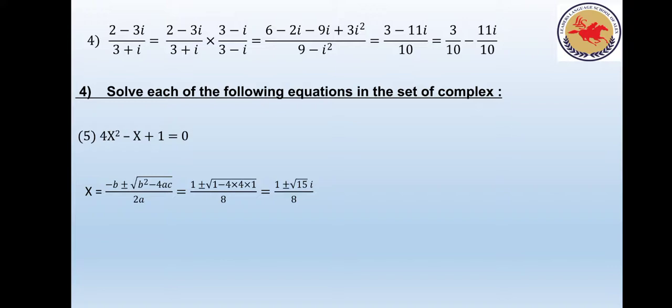Down, they are conjugates of each other, then take the first power 2 minus the second power 2. After calculating, we get (3 minus 11i) over 10. Distribute: 3 over 10 minus 11 over 10 i.